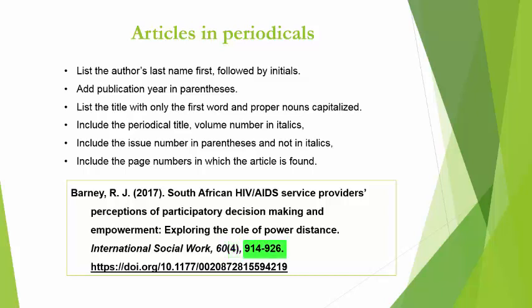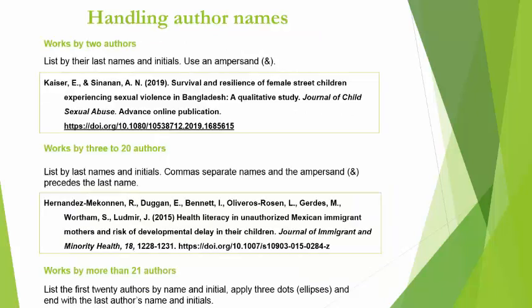Finally, you'll need to make sure to include the page numbers for periodic journal articles. You also need to make sure to include the DOI for the article. You'll see an example of what this looks like from a paper that I've actually written and had published within the past couple of years.